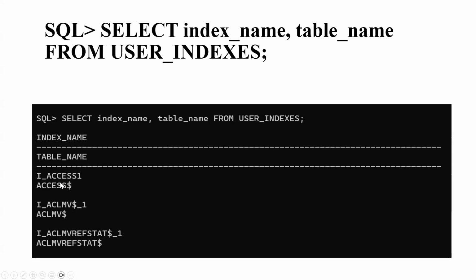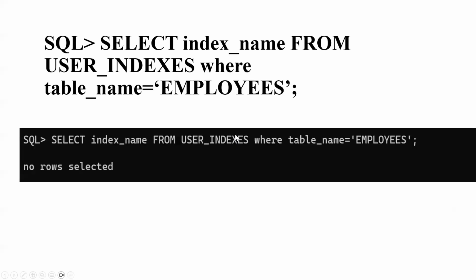For example, there is a table called access dollar. It has an index called I underscore access one. And then there is a table called ACLMV dollar, and it has I underscore ACLMV dollar underscore one. So the index names and the tables are displayed when you use select index name comma table name from user indexes.